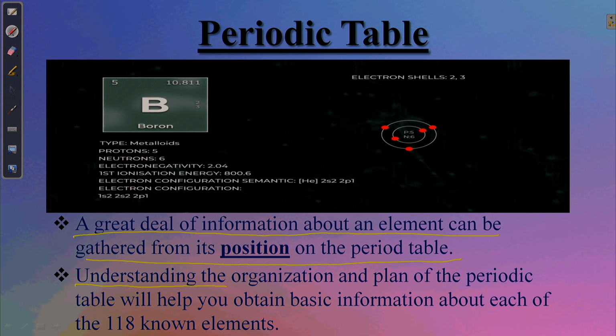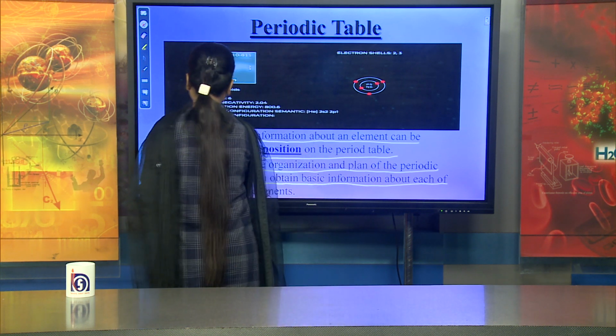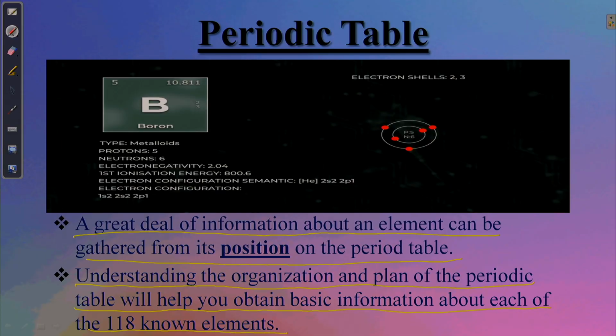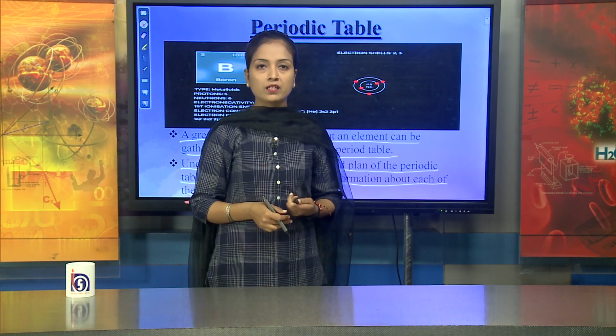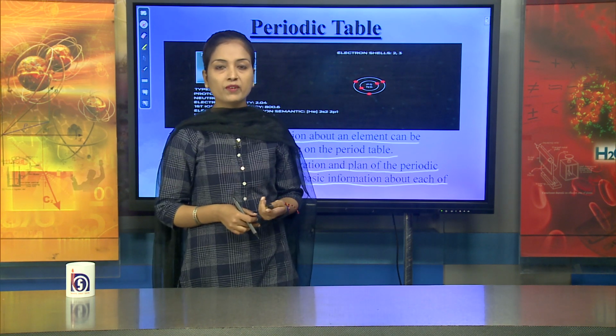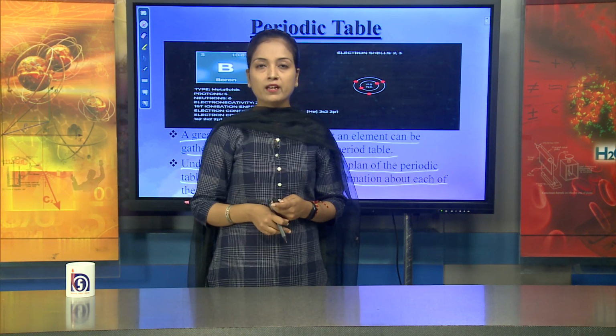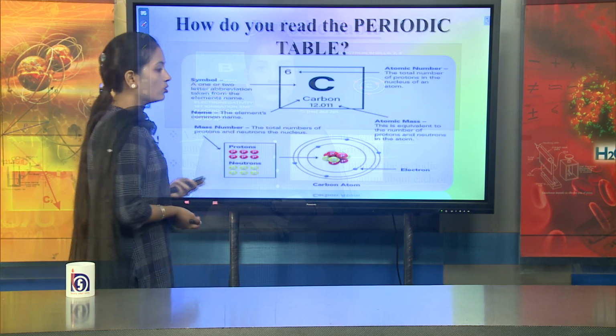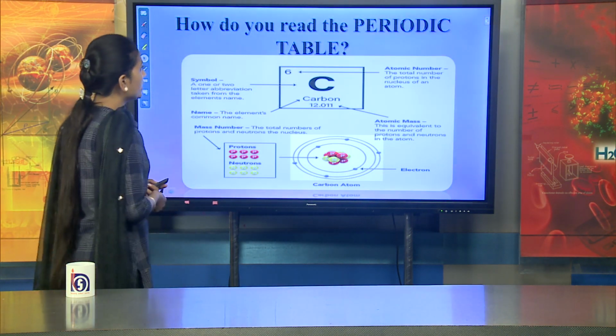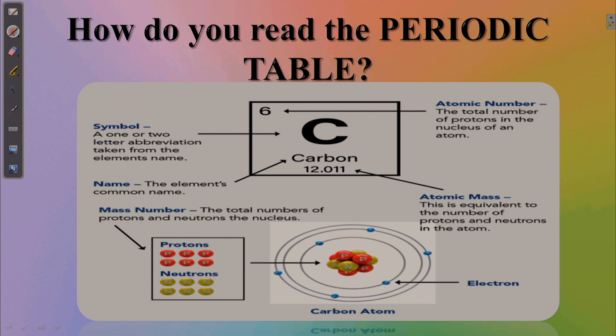Understanding the organization and plan of the periodic table will help you obtain basic information about each of the total 118 elements known. So now our periodic table is completed. There are total 118 elements. So how can we identify the properties? We can identify the properties of these elements with the help of their electronic configuration. Now the question arises, how do you read the periodic table? We can read the periodic table with the help of the symbol of elements.